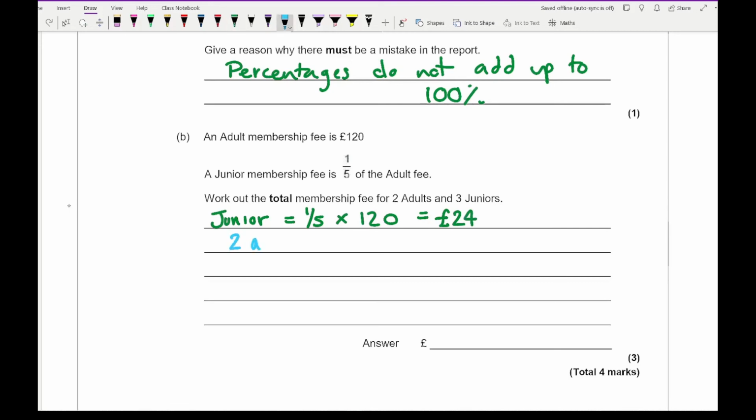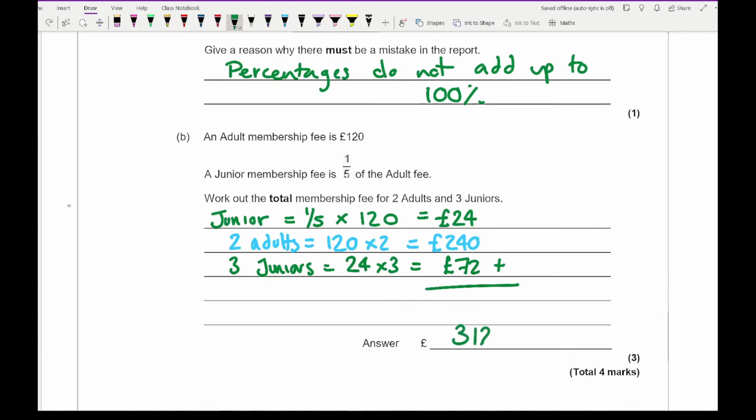So then working out what 2 adults are. So 2 adults is going to be 120 times 2, which is 240. And then if I do 3 juniors, that's going to be 24 times 3, which is 72. And then if I just simply add those 2 amounts up together, I get an answer of 312.